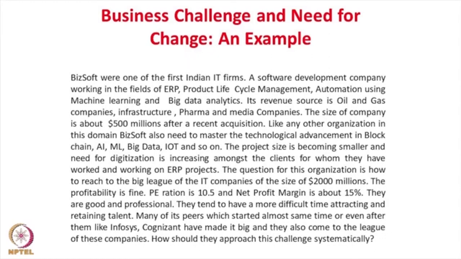The question for this organization is how to reach the big league of IT companies, say of the size of $2,000 million. The profitability is fine, the PE ratio is 10.5, the net profit margin is about 15%, and they are a good and professional organization. They have a more difficult time attracting and retaining talent, which is understandable for a company of this size, because people join this kind of organization, learn the tricks of the trade, and then look to join bigger IT companies. But they have very mature HR processes, very progressive learning in organization development, and an HR department willing to put in the required effort to address these challenges.